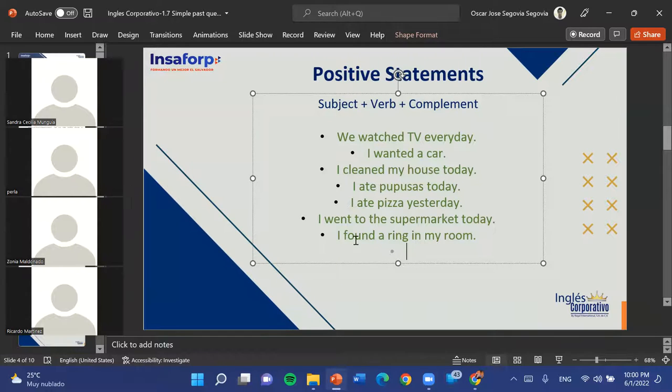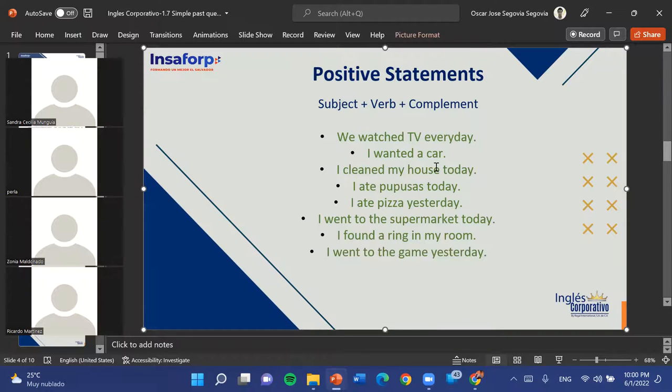Hello. Hello there. I went to the game yesterday. Okay, I went to the game yesterday. Very good. So I went to the game yesterday. So there we have it. Those are 8 examples using positive statements.